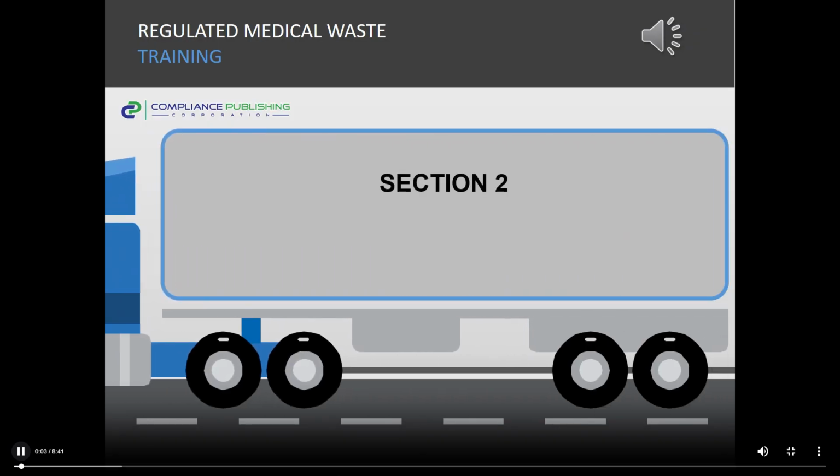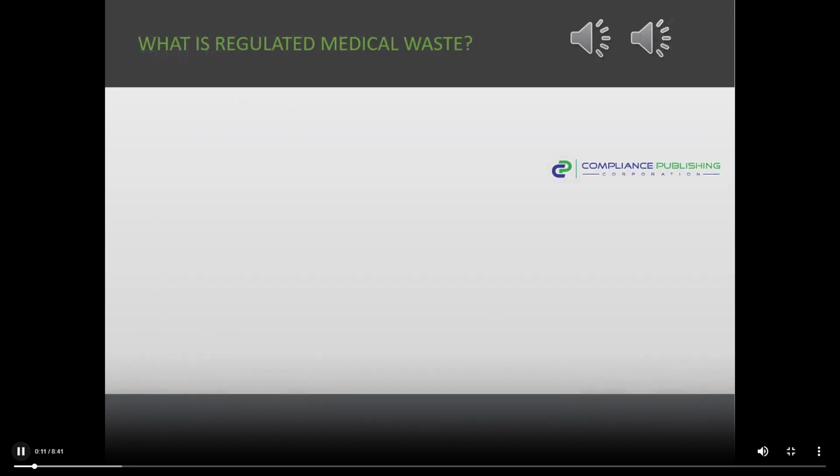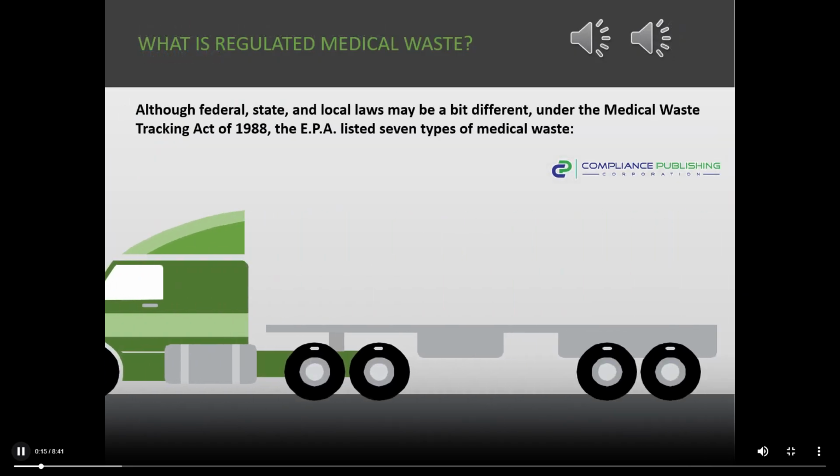In Section 2, we'll look closely at the identification and segregation of regulated medical waste. What is regulated medical waste? Although federal, state, and local laws may be a bit different, under the Medical Waste Tracking Act of 1988, the EPA listed 7 types of medical waste.